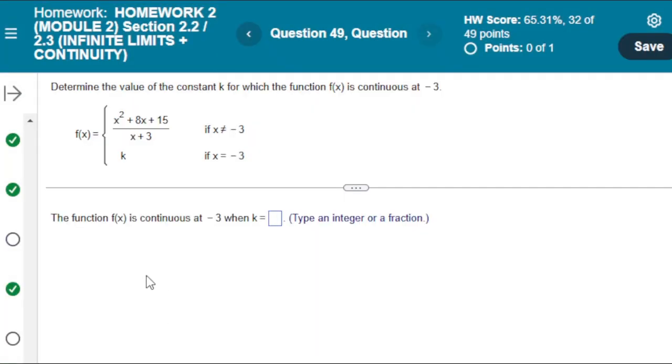Okay, now one last problem. Determine the value of the constant k for which the function f of x is continuous at -3. So we have this function here. It's a piecewise defined function. It's defined to be this when x is not -3. Notice when x is -3, this doesn't make sense here. And when x is -3, we're going to define it to be k. But the question is, what should we make k be in order to make this function continuous?